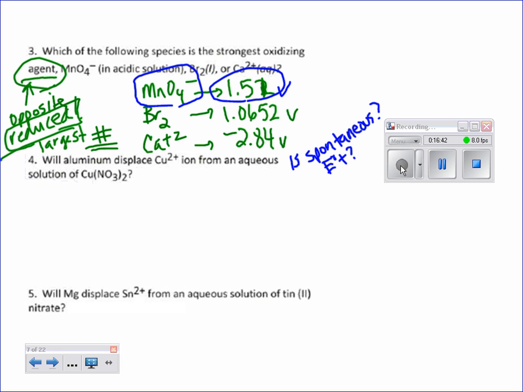These are net ionic equations. So we have solid aluminum. Will it displace the copper 2? Meaning, will it boot copper 2 out? So just do AP style. What does this make?